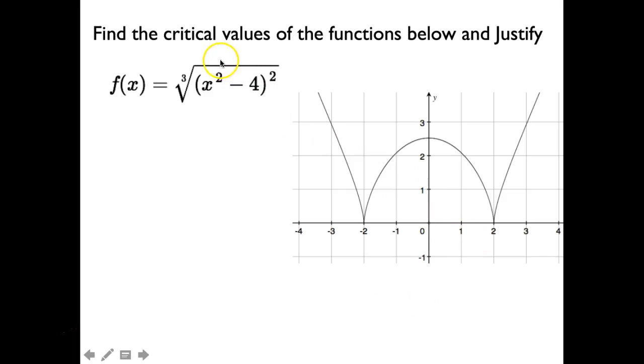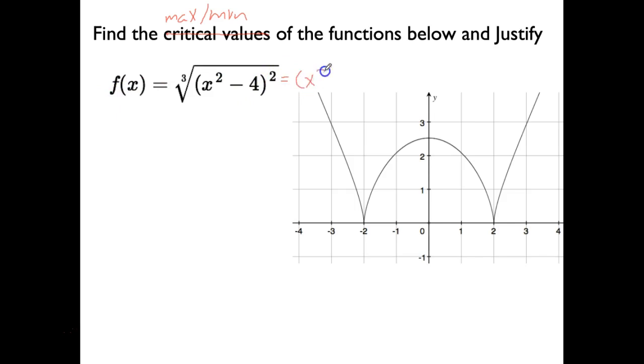Okay, so find the critical values. And you know what? Let's switch this up here. Instead of find the critical values, which is just setting the derivative equal to 0, let's find the max or min values of the functions below. Okay, so first thing is set the derivative equal to 0. So that means we need to find the derivative.